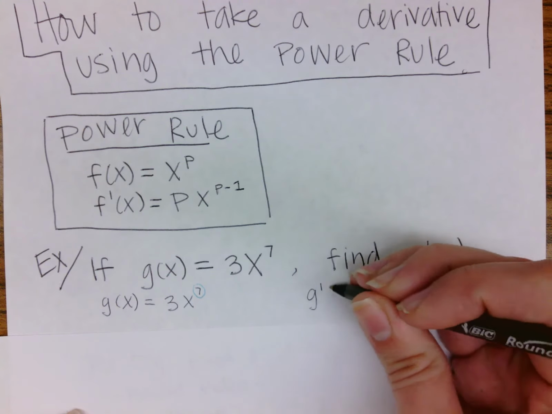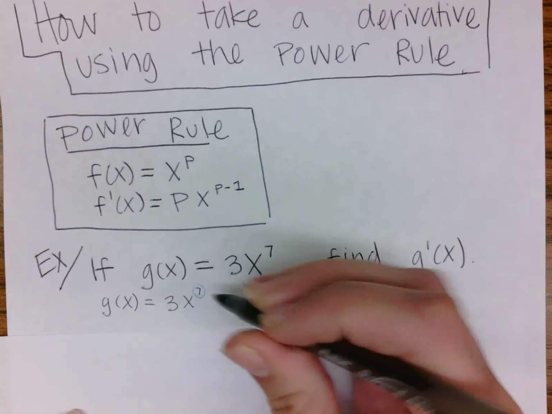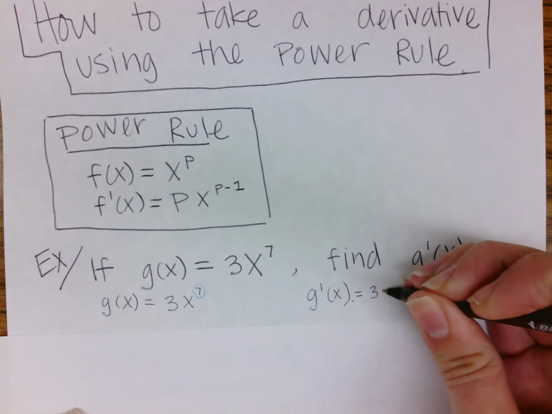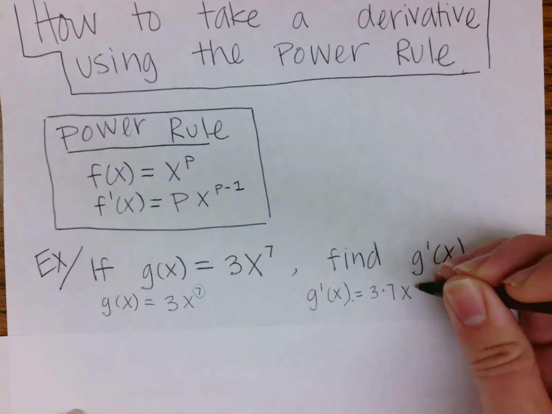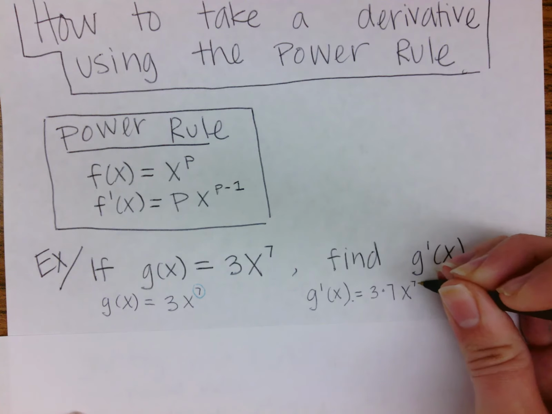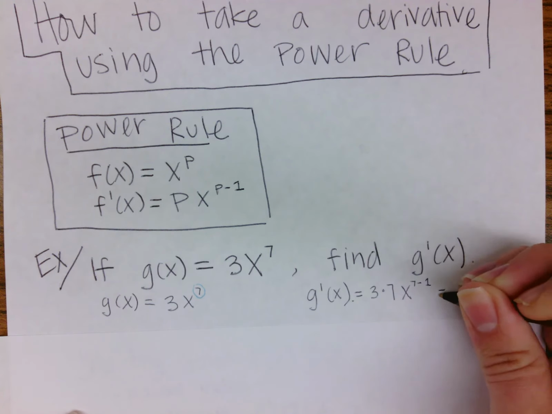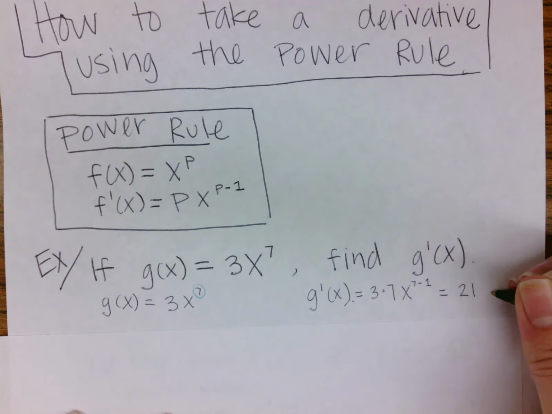G prime of x, the derivative of g, is equal, I'm going to bring the power to the front, to 3 times 7x to the power of 7 minus 1. We can simplify this to get a final solution of 21x to the 6th.